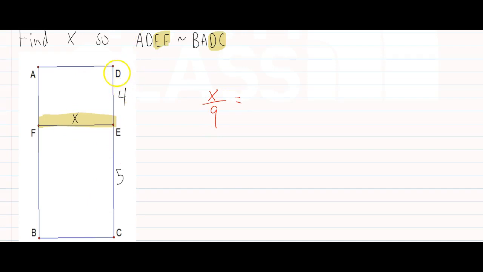and we have a length of DE, that's 4, over, and then in the other one, DE corresponds to AD. AD is this length, which is also going to be x. Cross multiply, x squared equals 36, so x equals 6.